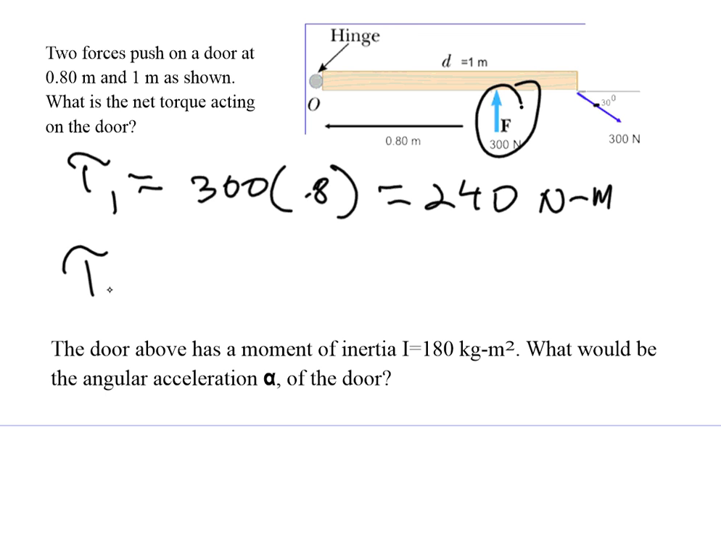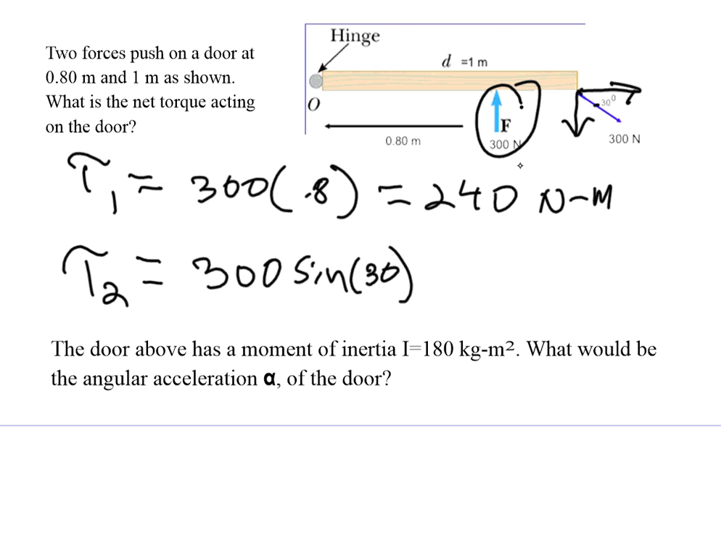The torque due to the second force, let's call it T2, is going to be, well, we have to find the two components of this force. So the one that we're looking for that exerts the torque is going to be the Y component. So it's going to be 300 sine of 30, and the distance, the moment arm, is 1 meter. And so this comes out to be 150 Newton meters.